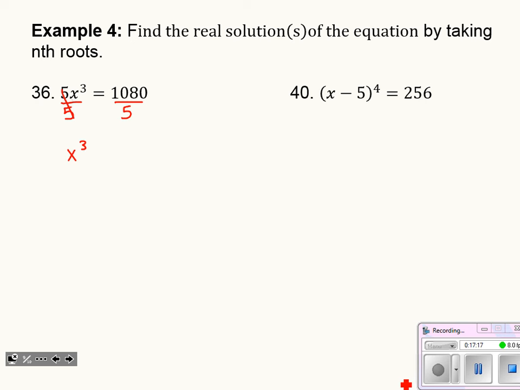So I find that x cubed is equal to, I believe that's 216. And then how do we undo a cube? Well, we take the cube root of both sides. So my answer for x is the cube root of 216. In my calculator, I would type in 216 raised to the 1 divided by 3 power to make that happen. And we find that x equals 6. It comes out nice and clean.